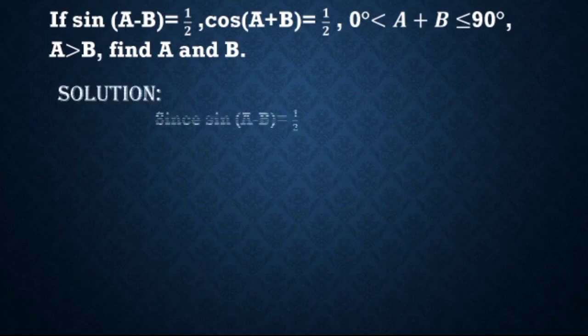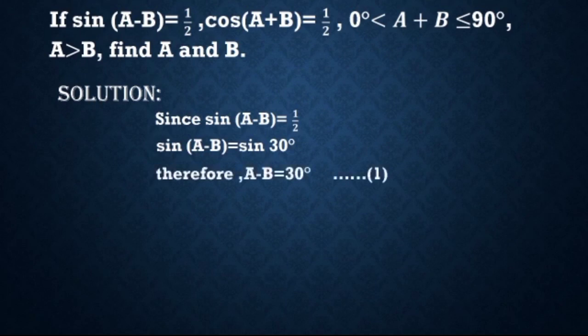Since sin(a minus b) equals 1 by 2, but in trigonometric sine ratios 1 by 2 is sine 30 degrees, so that sin(a minus b) is equal to sine 30 degrees. Therefore, a minus b is equal to 30 degrees. This is the first equation.